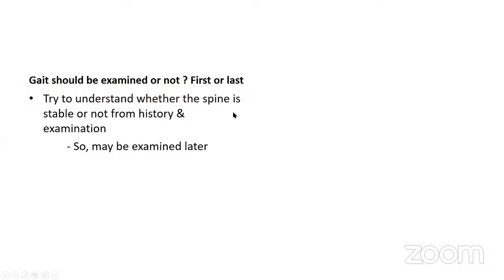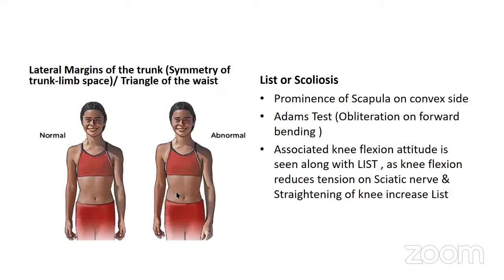Try to understand from the history and the examination whether the spine is stable or not. If you find it is stable, it may be examined later, or even at first. Otherwise, if it may be unstable, then you should not examine the gait. Okay. So see this lateral margin of the trunk. See the lateral margin.